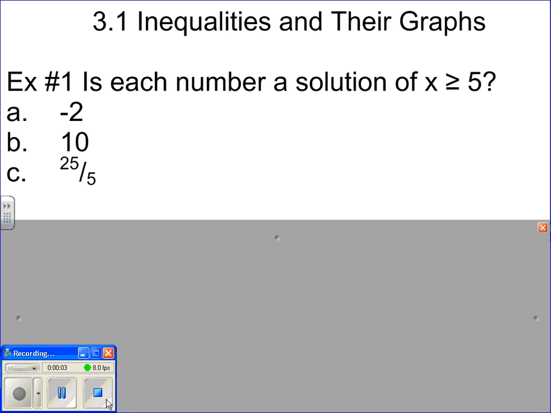All right, today we're doing 3.1, inequalities and their graphs. Please copy down example number 1. We're looking at, is each number a solution to x greater than or equal to 5?